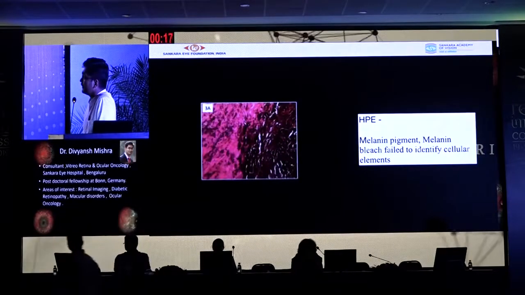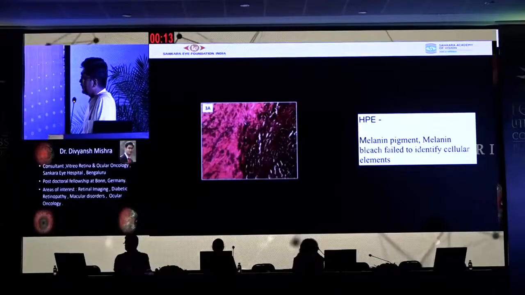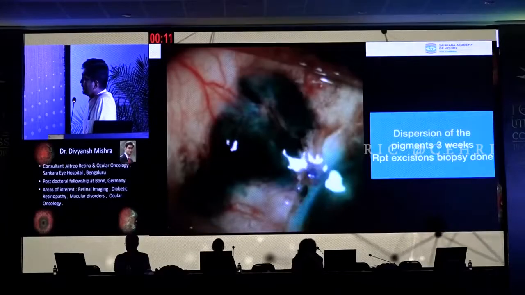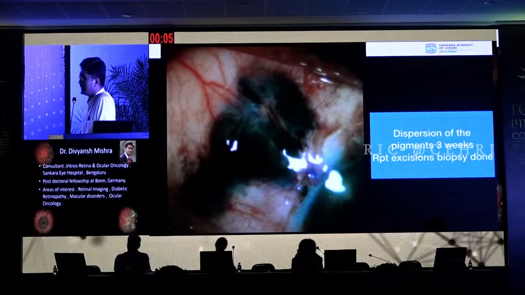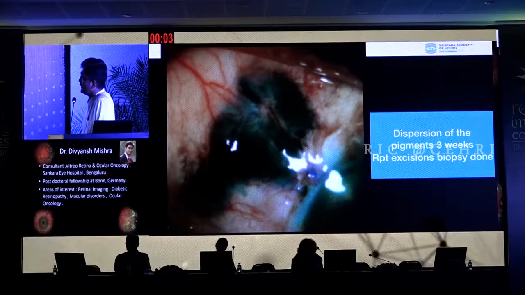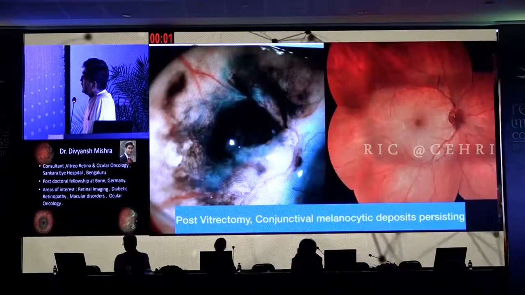So we did an incisional biopsy at that point. It showed only melanin or melanin-laden pigment cells. This is 3 weeks later where we can see that the pigmentation has increased. So whether this is a transformation, or whether this is just a nevus, a conjunctival nevus, which is happening like this.